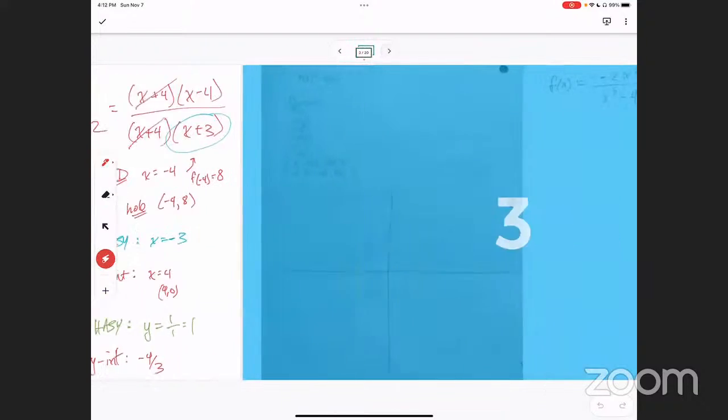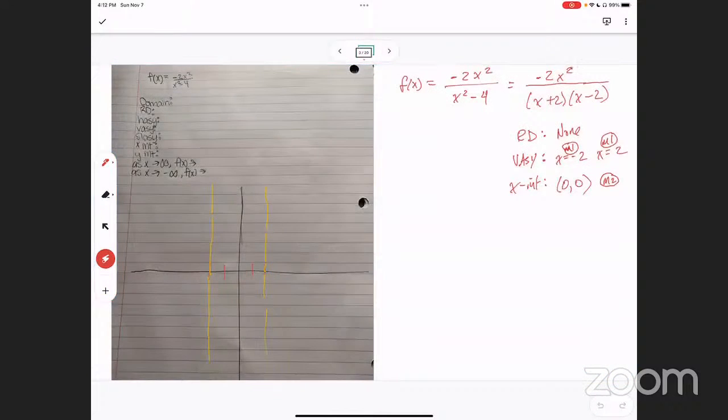Okay, why is that so important? Well, right now I can see that I have an even multiplicity for my 0, which means I'm going to bounce. When I put this on the graph, I know it's going to bounce. It's either going to go like this or like this. It's not going to go through. So that's an important thing to note.